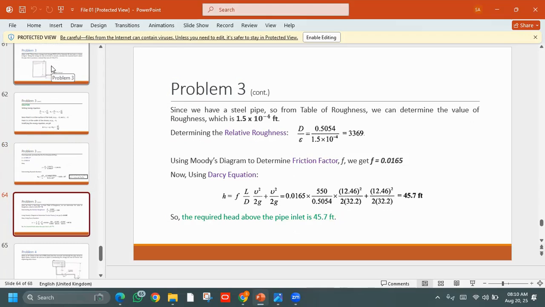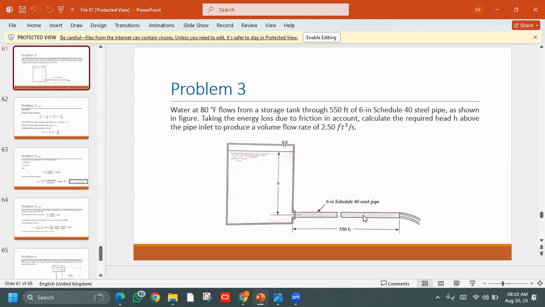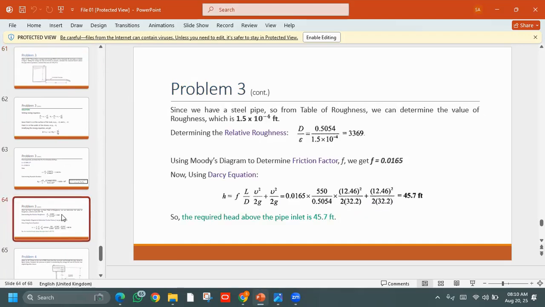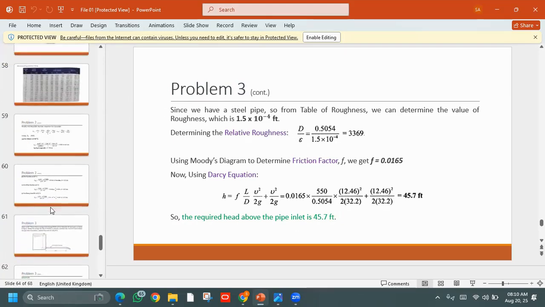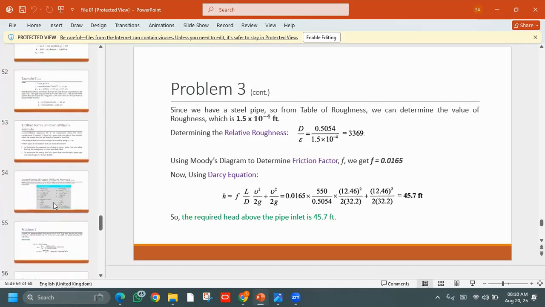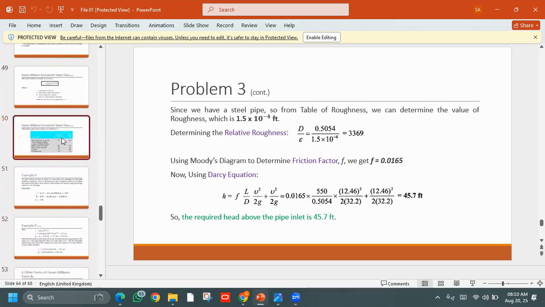The other thing we need to notice is what type of pipe we are using. It's schedule 40 steel pipe. So for that steel pipe, we need to note down the value of roughness, which is related to the pipe surface. The value of roughness is 1.5 into 10 raised to the power minus 4 feet. That is another value that will be required from the table. So let's move towards the table.